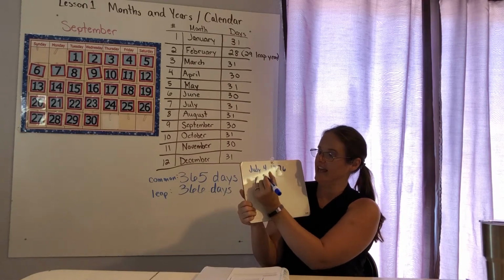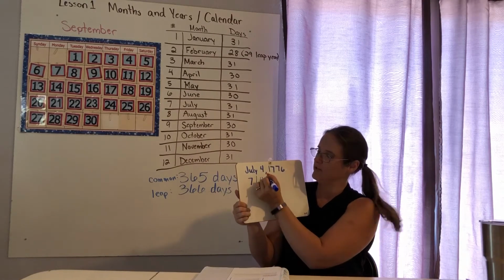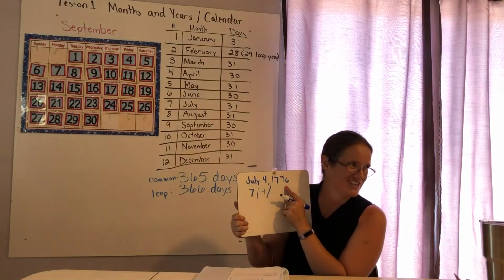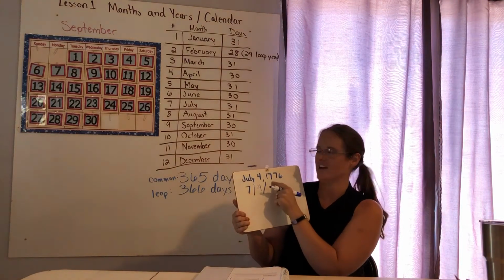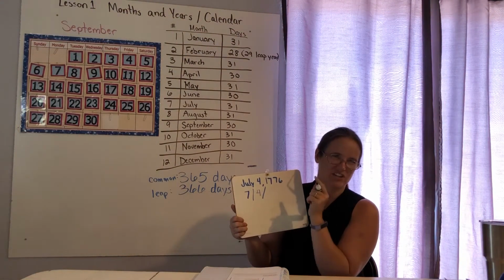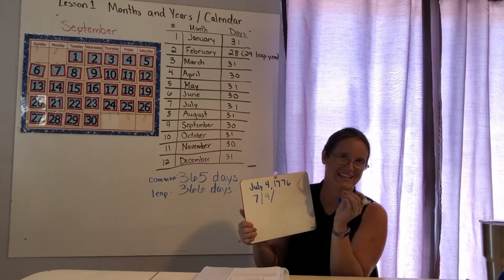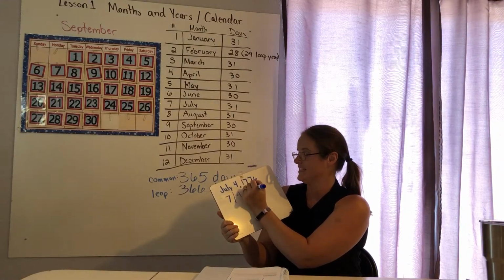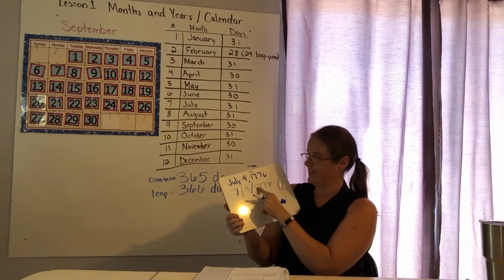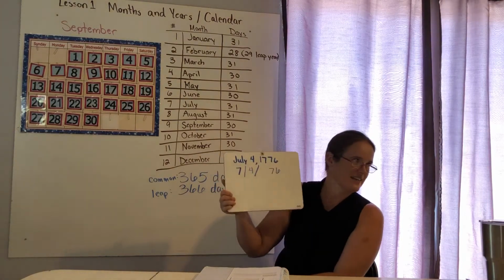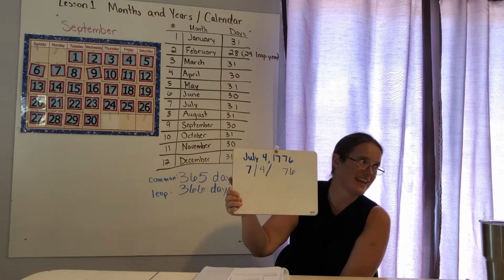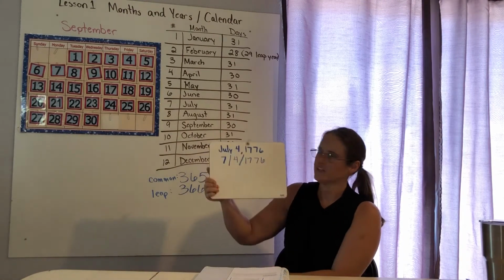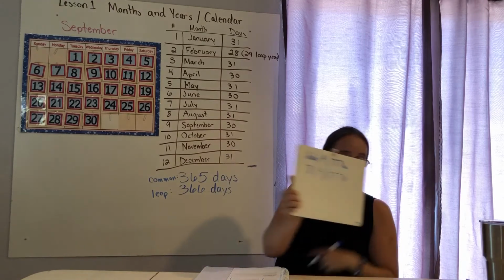Then we put the day, which is the 4th, and we do another slash, and then we do the year, but we can cheat on the year. We can cheat on the year, but we usually only do that for the 1900s and the 2000s. So I'm actually going to write 1776, because if I just wrote 76, they might think this was July 4th of 1976, and that would be wrong. So July 4th, 1776. That's a second way.